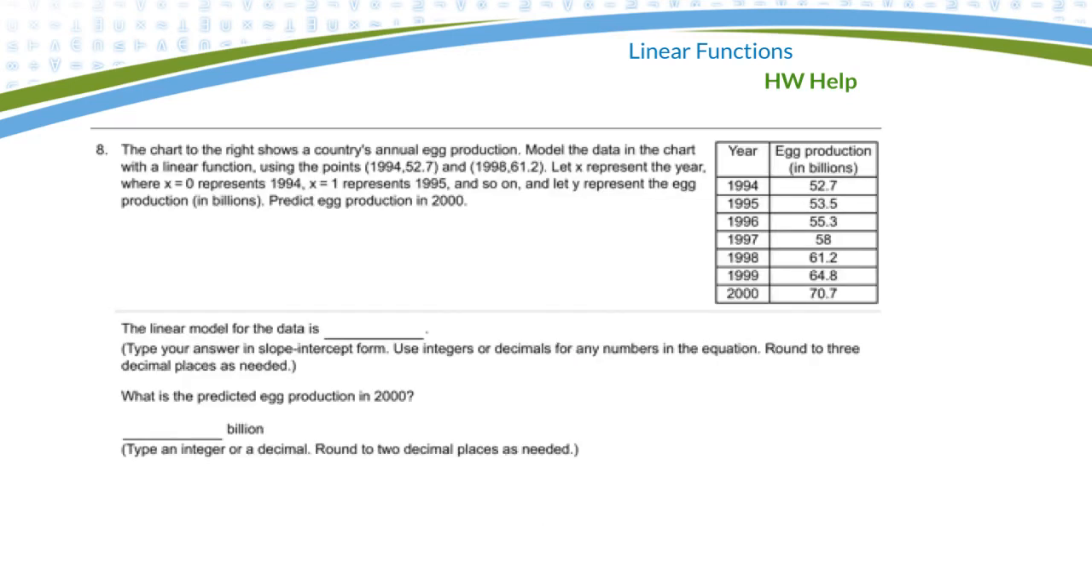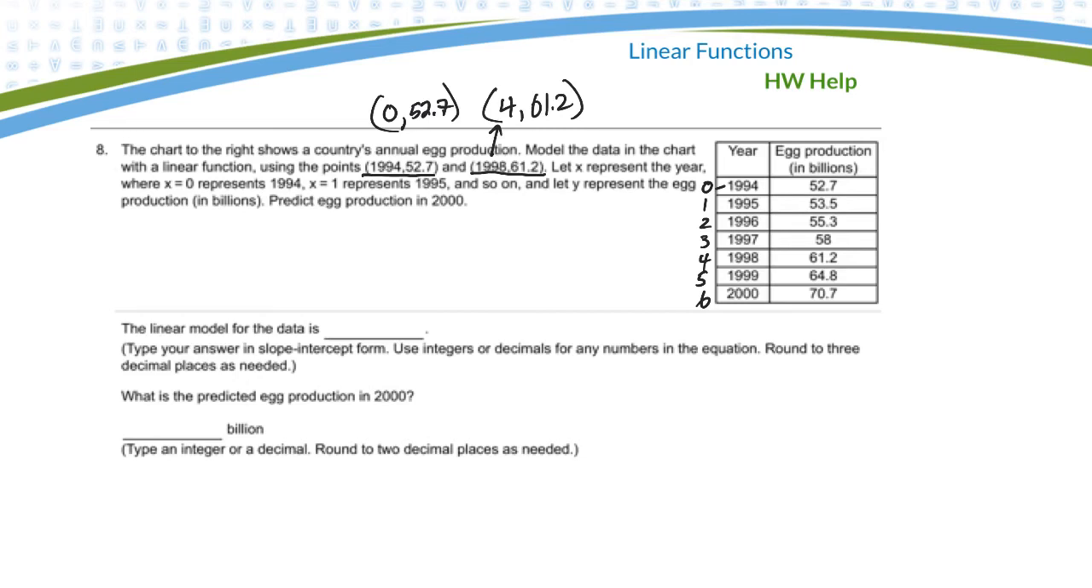Okay, the next question gives us some data. It says, model the data in the chart with a linear function. Use these points. So it gives you a bunch of points, but we want to use those points right there. And I'm going to let, like they did, this year be 0. So this would be 1, 2, 3, 4, 5, 6. So 1994, really that point is 0 and 52.7. And this point, 1998, that would be 4. So 4 and 61.2.